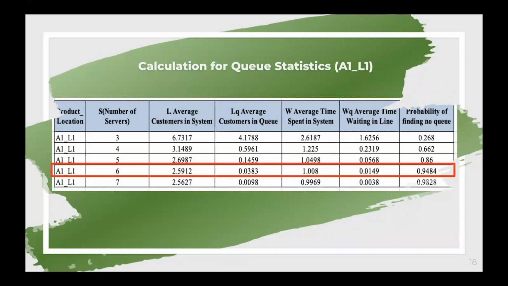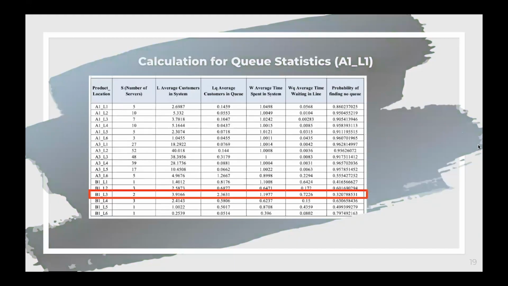To ensure every customer is able to buy the product within the day, the average time spent in the system approximates to a value of 1. Thus, we decided to optimize the value by finding the number of servers with W value nearest to 1. For example, for A1L1, we chose 6 as our most optimized number of servers. We then proceed to find the most optimized number of servers for each of the 18 scenarios.